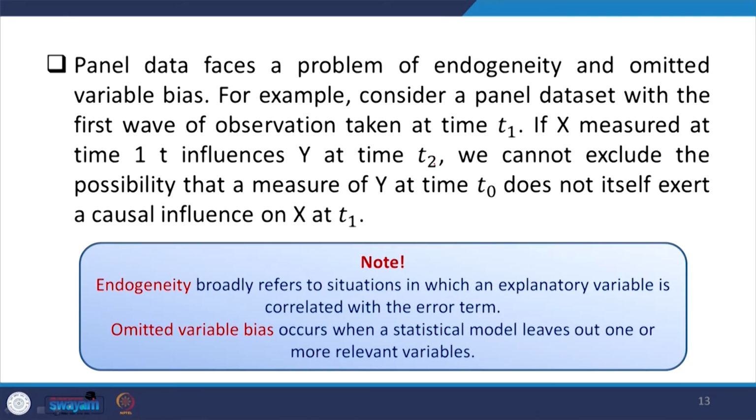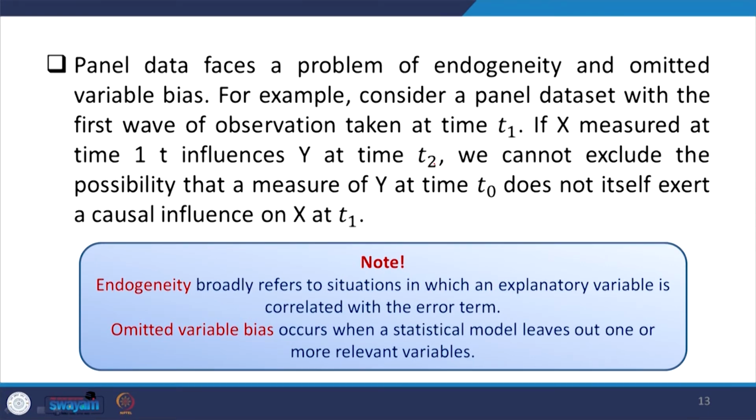Panel data faces a problem of endogeneity. Basically, the error term is correlated with the explanatory variables, and there is omitted variable bias. So, if a variable gets omitted because of the larger cohort we are taking, it may be very problematic. Omitted variable bias occurs when we leave out, omit, or drop a variable for any reason, by any unnoticed approach or steps. If that is left out, that creates omitted variable bias.